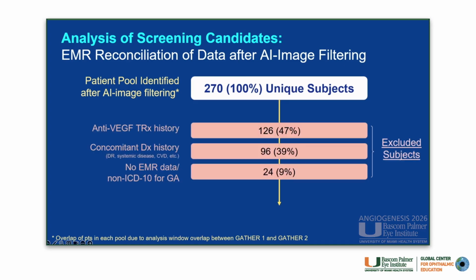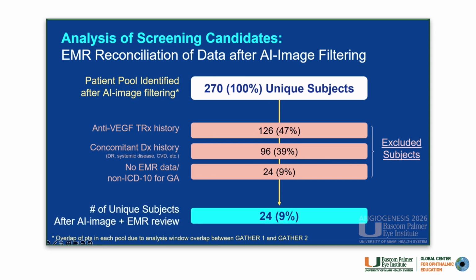47% of these patients were removed because of prior anti-VEGF therapy. 39% were removed because of common diagnosis history. 9% had no EMR data or non-ICD-10 diagnoses for GA, and that left us with 24 patients, or 9% of the starting pool, as qualified candidates for the Gather studies.